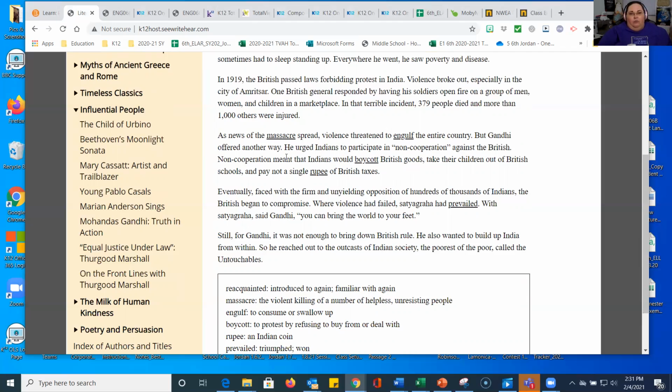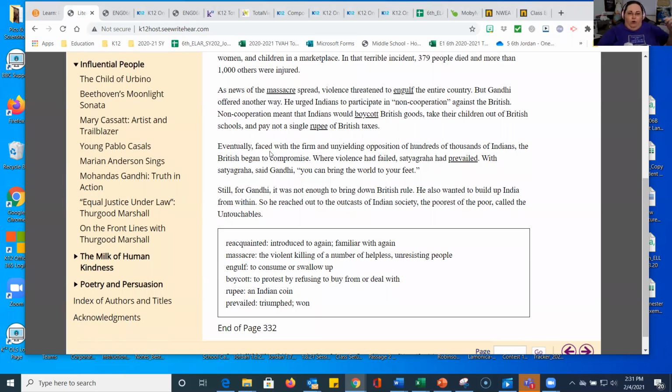But Gandhi offered another way. He urged Indians to participate in non-cooperation against the British. Non-cooperation meant that the Indians would boycott. To protest, they refused to buy or deal with British goods, take their children out of British schools, and pay not a single rupee, or Indian coin, of British taxes.